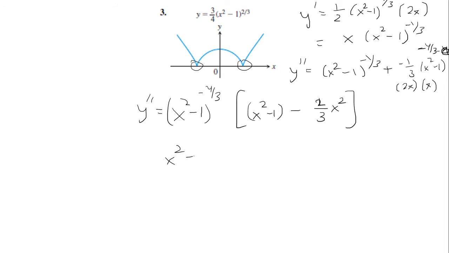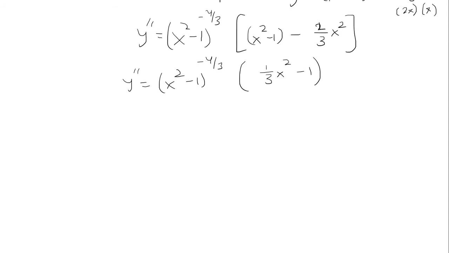So simplifying this, x squared minus 2/3 x squared is 1/3 x squared minus 1. And now we have our second derivative. We're going to set each factor equal to 0. So this one is when x is plus or minus 1. And this one is, let's see, plus or minus root 3.